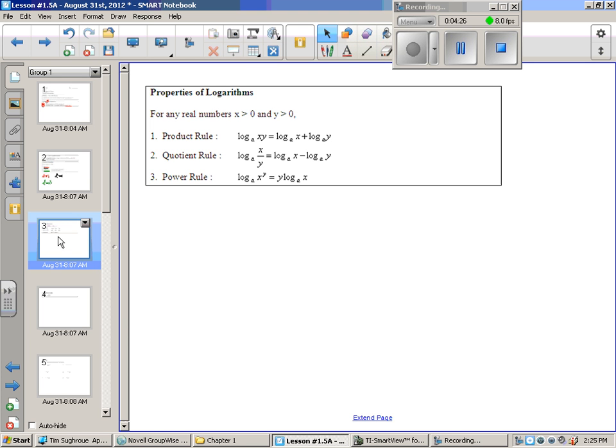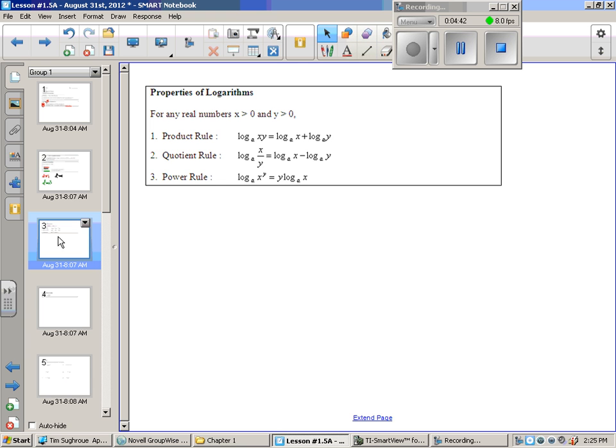Other properties of logarithms that we need to be aware of and use quite frequently is the product rule. It says if you take the logarithm of a product, you can take the log base A of the first factor plus log base A of the second factor. It's the product rule for logarithms.